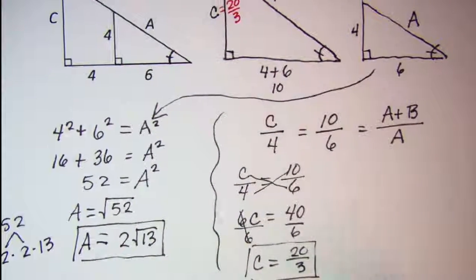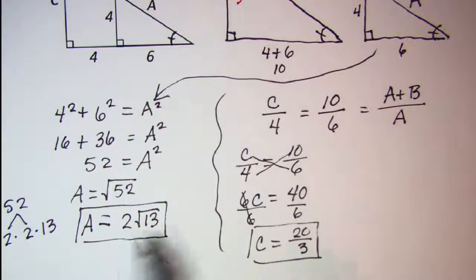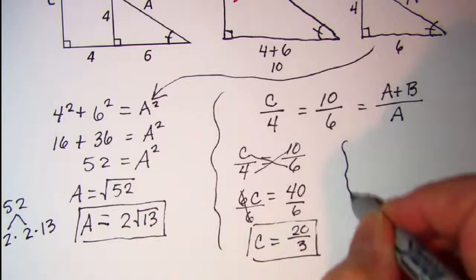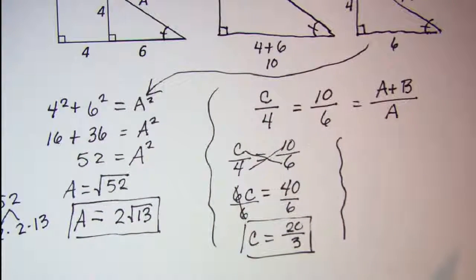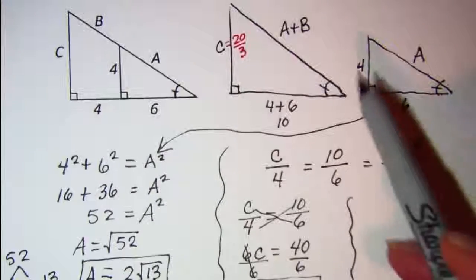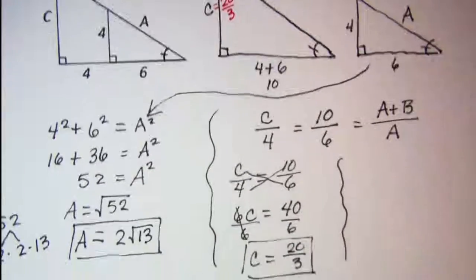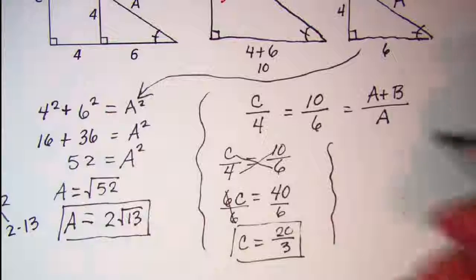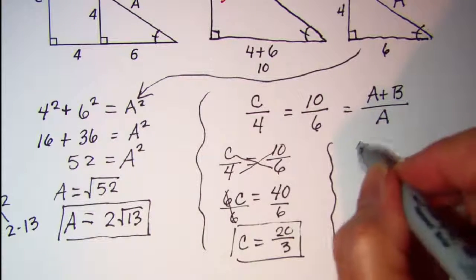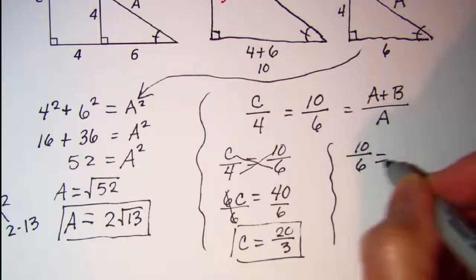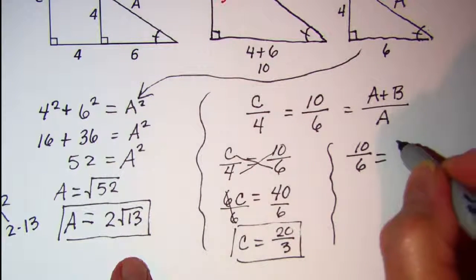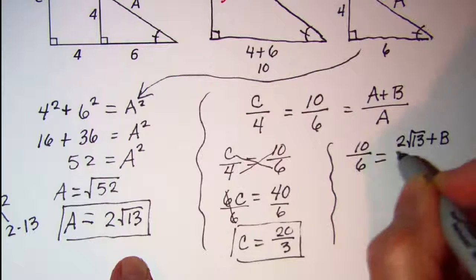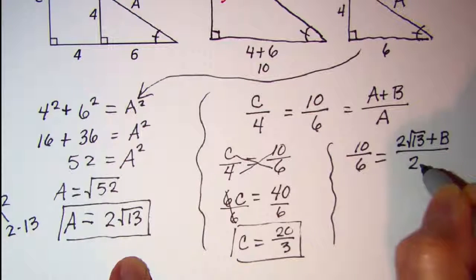All right. Now that I have A, I can use my proportion to find B, or I could set up a Pythagorean theorem. Either way, since I already have it written, I'm going to go ahead and use that. I have 10 is to 6 as A plus B is to A. A is 2 root 13.